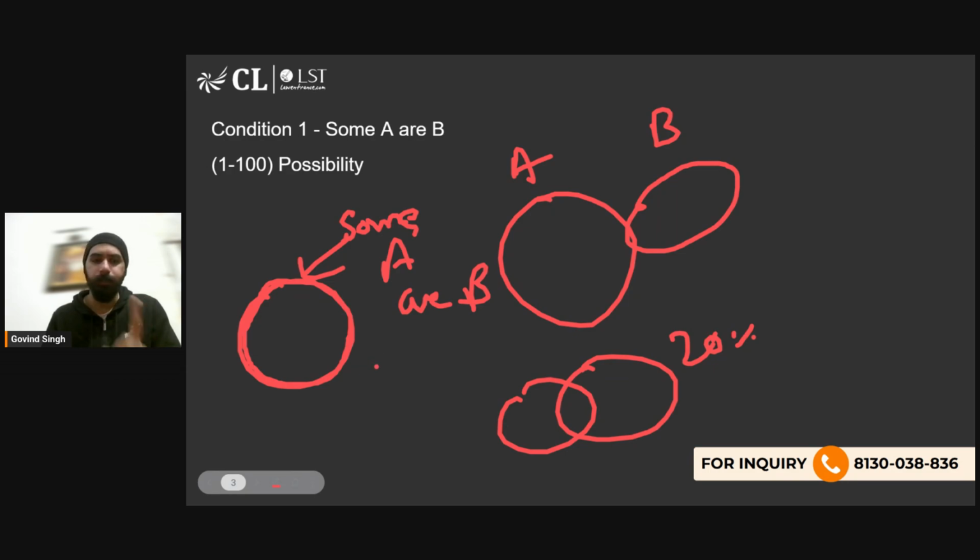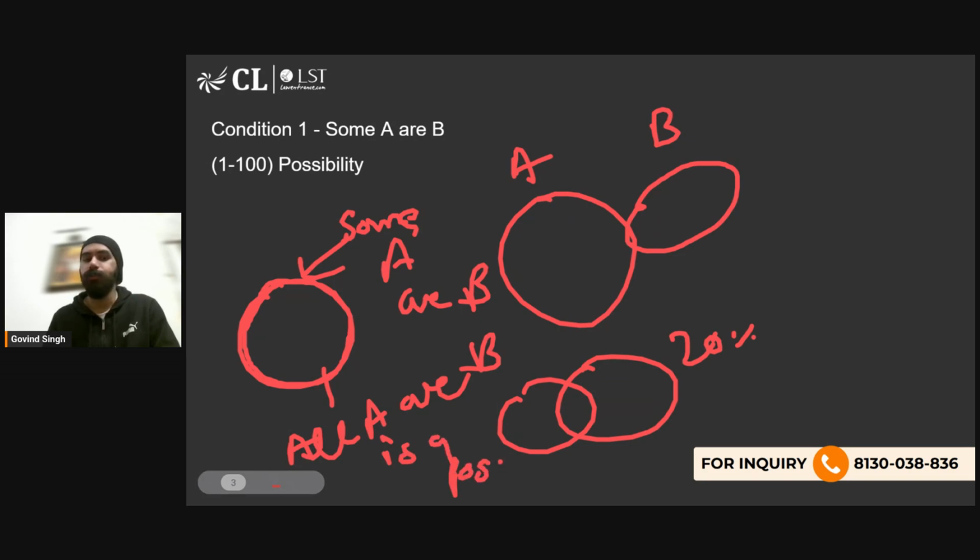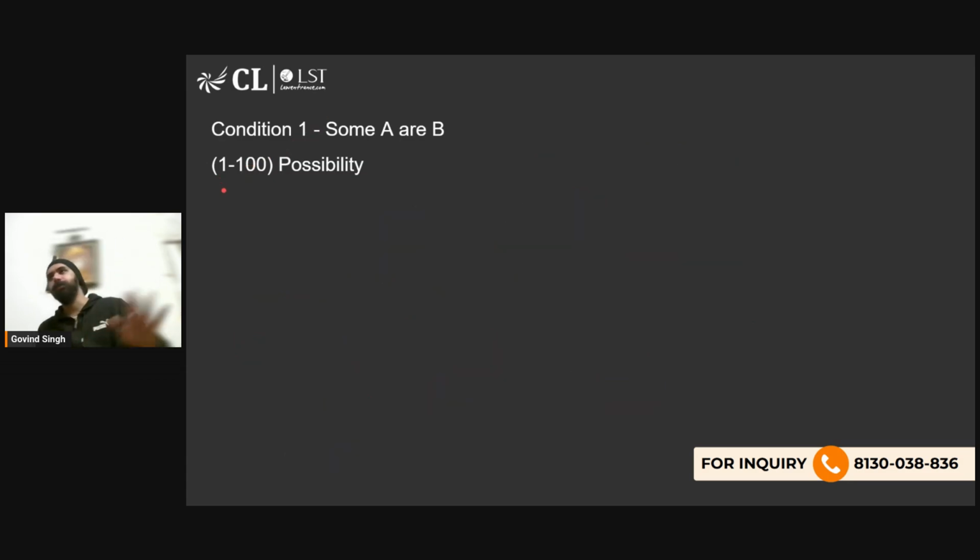But this is a possibility. Remember, the all condition, all A or B is a possibility. It's not a general sort of conclusion. Okay. So this is how you work around some A or B. That is the first condition.